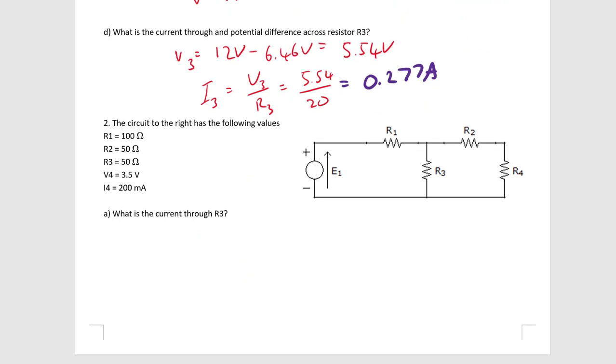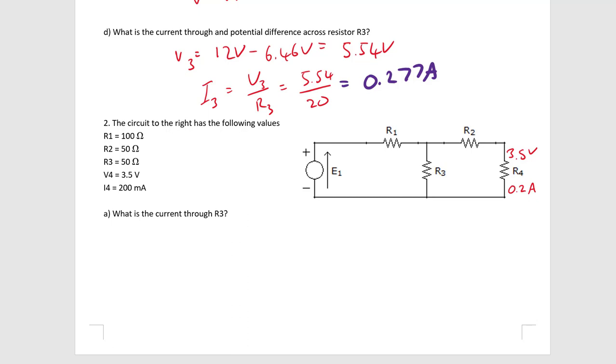Alright, so for question 2, I've been given the values for R1, R2, and R3. I haven't been given the value for R4, but what I have been given is the voltage, which is 3.5 volts, and I'll just write that there so I know. I've also been given the current going through there, which is 0.2 amps. From here, I can actually work out the resistance, but I don't necessarily need to yet, so I'm going to hold off on that. I might not need to at all.